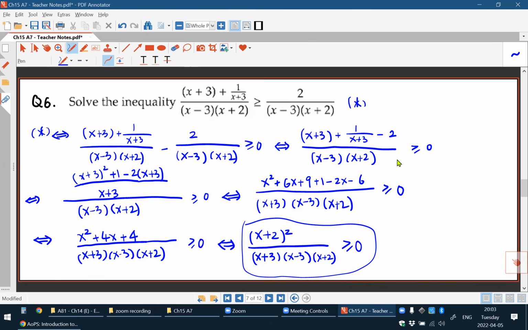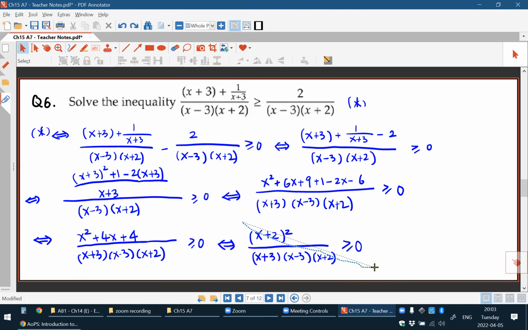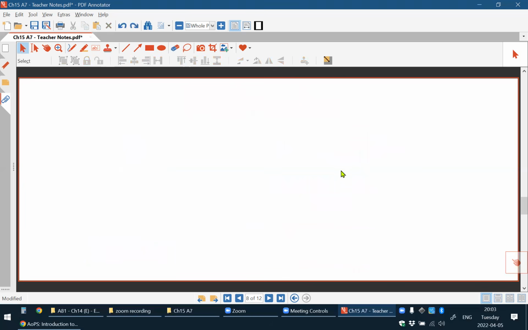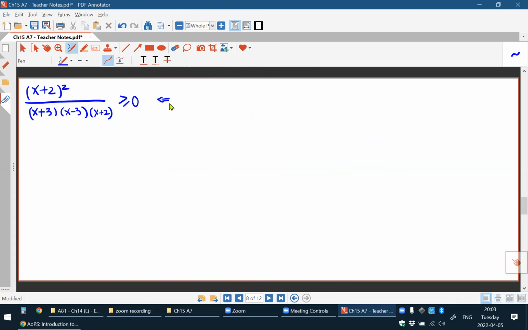Okay, so let's copy this to the next page. This is the inequality to solve, right? This is equivalent to, first of all, x plus 2 squared divided by x plus 3, x minus 3, x plus, oh, sorry about that, my bad.